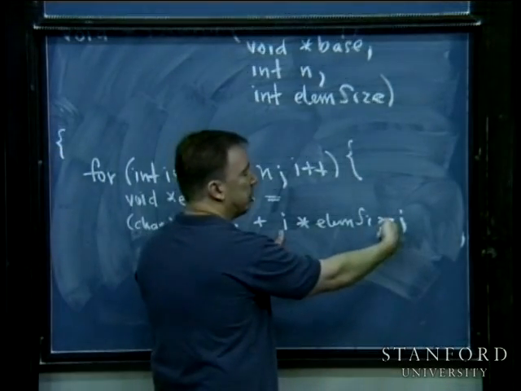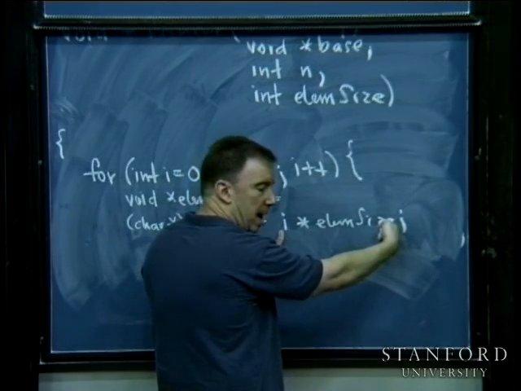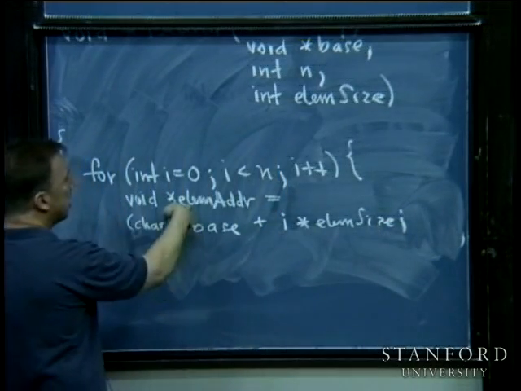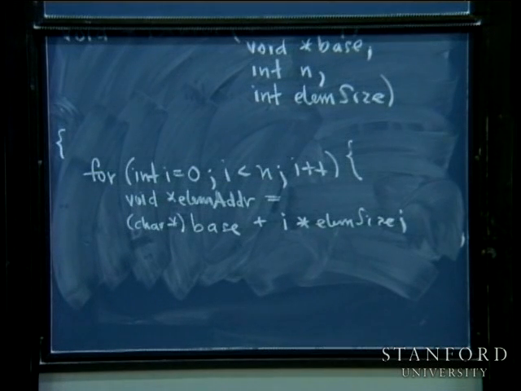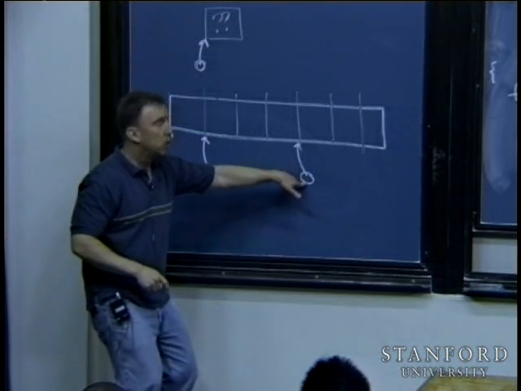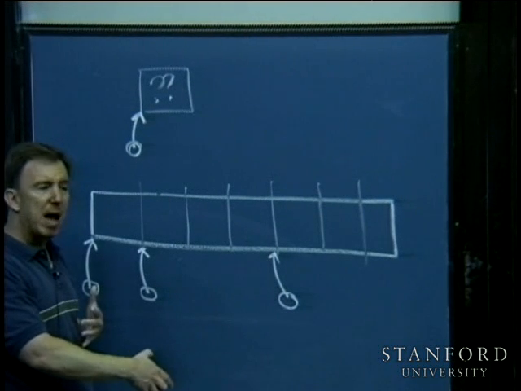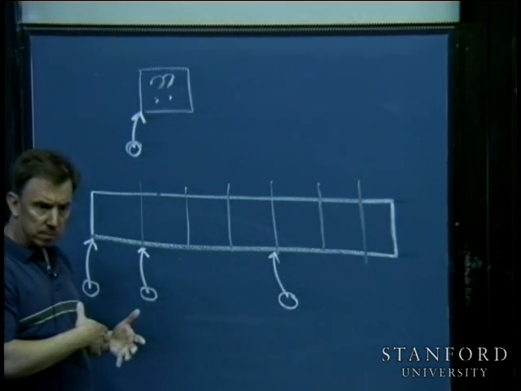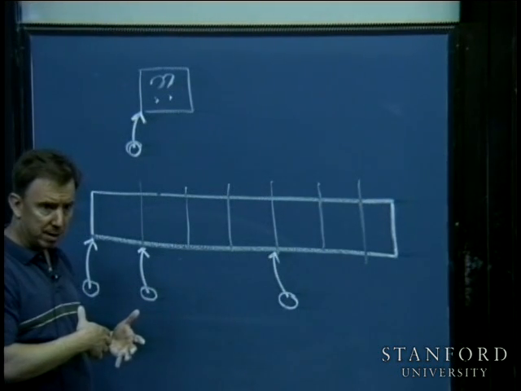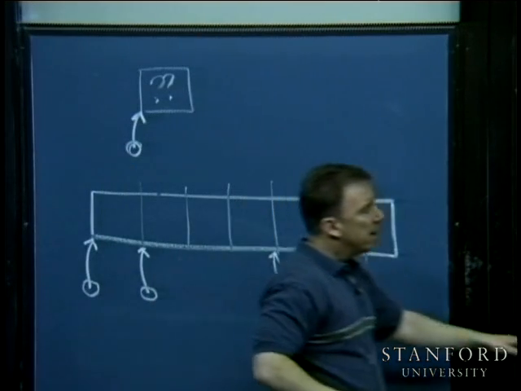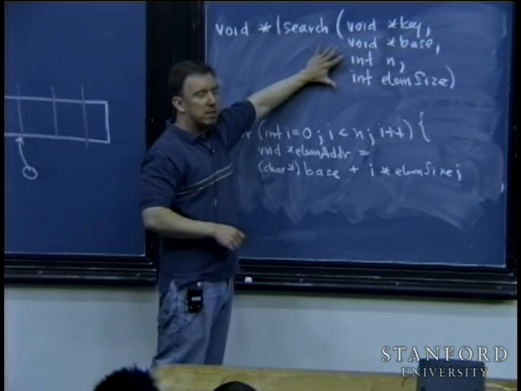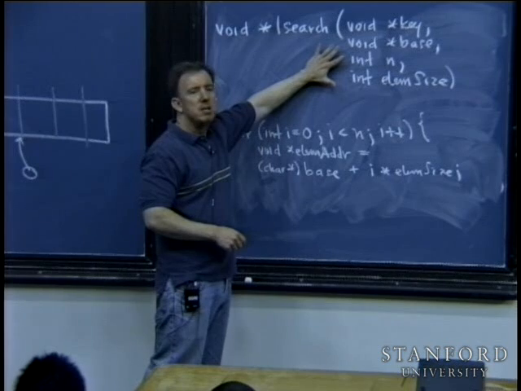This is the number of bytes between the front of the array and the element that you're interested in. You assign that to elemAddr so that on this iteration, elemAddr can be passed as a second argument, where this is the first argument, to some comparison function. That comes back with a yes or a no as to whether they match. Does that make sense?